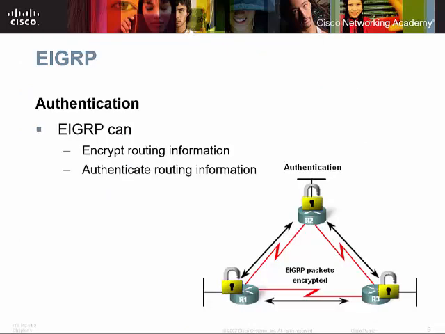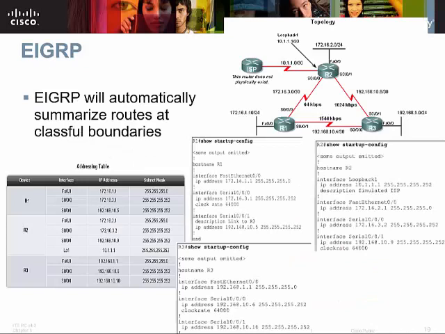EIGRP also introduces security. So if desired, the routers can authenticate with each other. In addition to authentication, they can also encrypt their routing messages. Now, like RIP, EIGRP will automatically summarize routes. So you can guess what's going to happen here. As we're configuring this, we're going to have to shut off auto-summarization unless we're using classful boundaries.